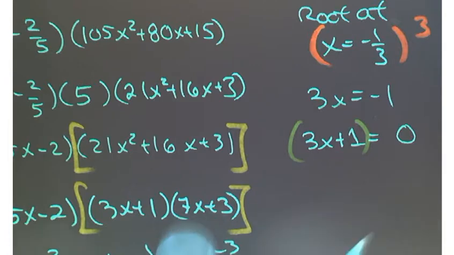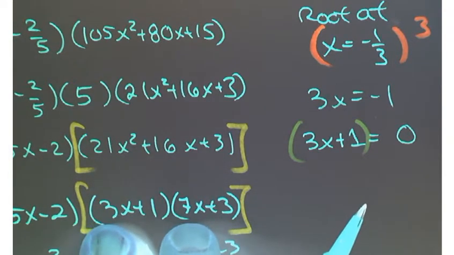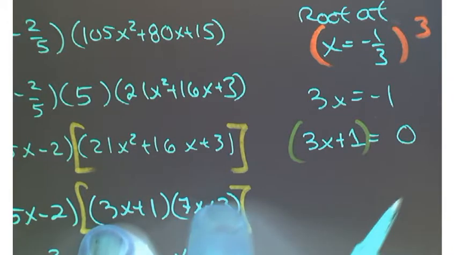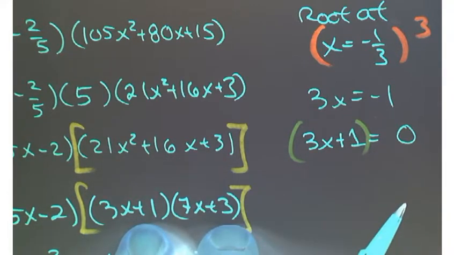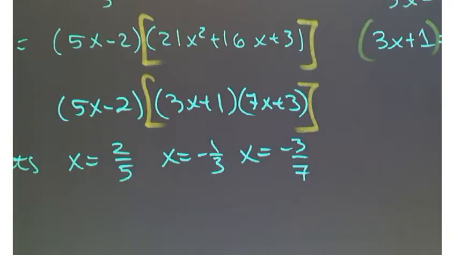We said, all right, the first two have to multiply to 21x squared. So if this is a 3x, that has to be a 7x. And likewise, since the last two have to multiply to a 3, a 1 here has to go with a 3 there. That gave me my factorization and my last root.